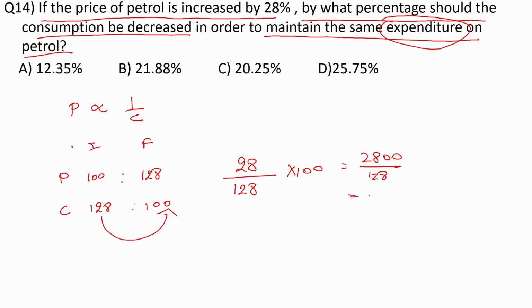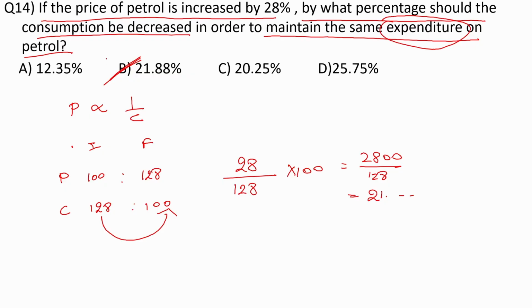128 into 2 gives me 256 and I'll be left with 240. So 21 point something. In options, there is only one option with 21.88. So I will directly go with option B.